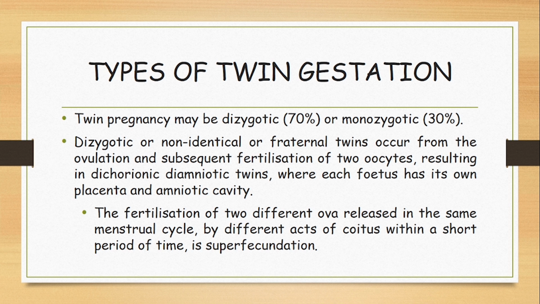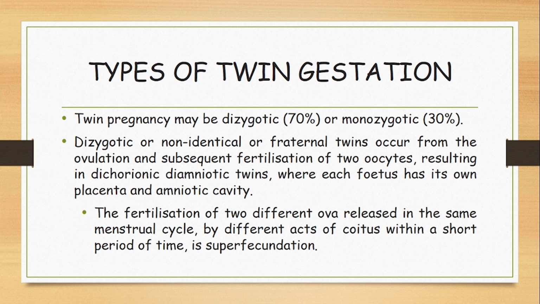Types of twin pregnancy, types of twin gestation. Twin gestation may be dizygotic in about 70% of cases, or monozygotic in about 30% of cases. The dizygotic twins are referred to as non-identical or fraternal twins, and they result from fertilization of two oocytes, resulting in dichorionic diamniotic twins, where each fetus has its own placenta and amniotic cavity. So dichorionic diamniotic: different placenta for each fetus and different amniotic cavity.